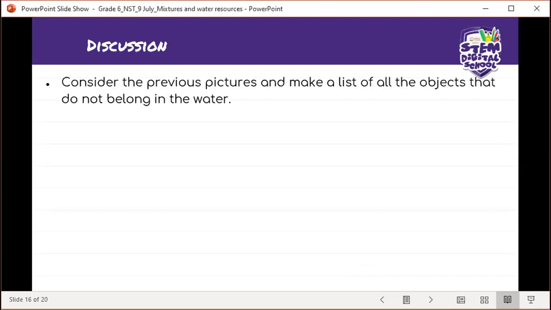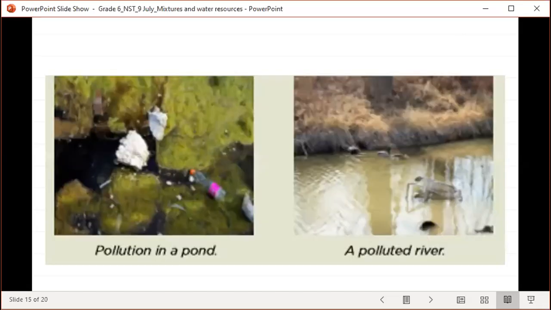Okay, first point. Consider the previous pictures and make a list of all the objects that do not belong in the water. Here, guys, just use the group chat to write some of the objects that you can see that do not belong in the water, or you can raise your hand and we can take it through. Objects that do not belong in the water, I see plastic bottle, I see bottle.